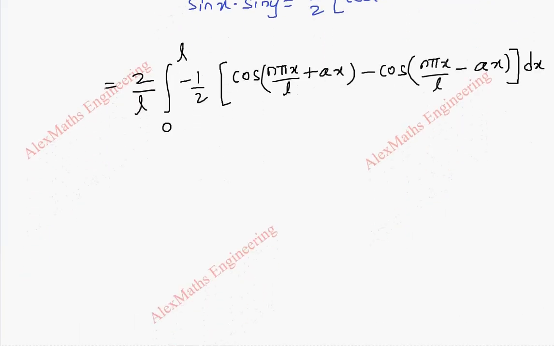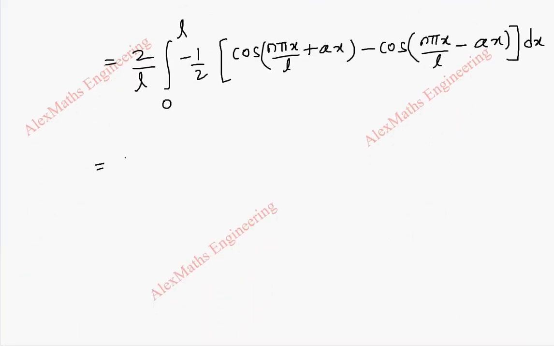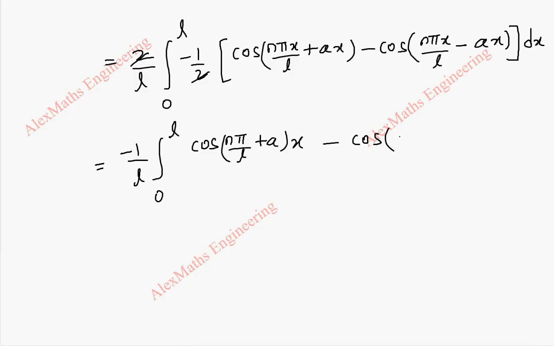Now we're going to integrate this, but before that we can take the x common. We can cancel these two. So minus 1 by L integral 0 to L [cos of (n pi by L plus a) into x, similarly minus cos of (n pi by L minus a) into x] dx. Now we are going to integrate this.